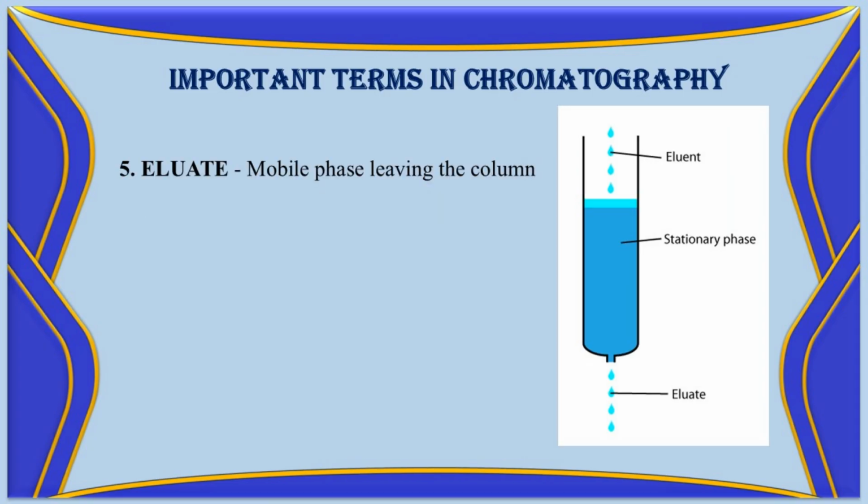The next term in chromatography is eluate. The mobile phase leaving the column is eluate. In chromatography, it is the mobile phase or the solvent that has passed through the chromatographic column and carries the separated analytes out of the column. It is essentially the mixture of solvent and dissolved substances that emerges from the column.